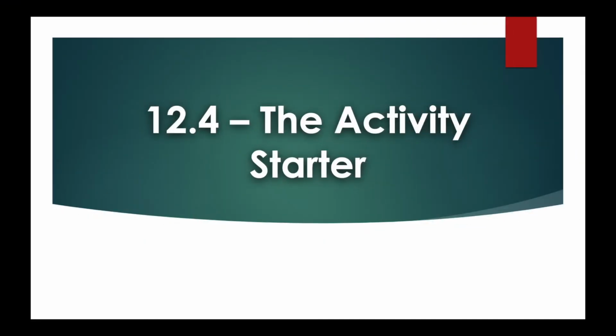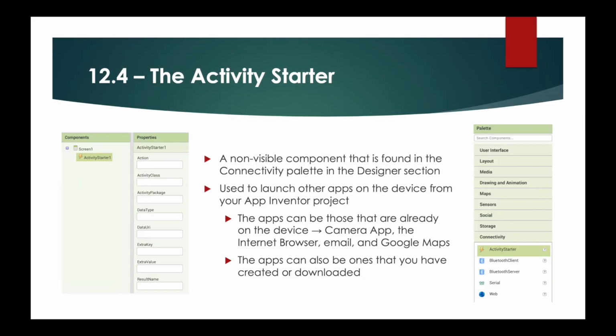The activity starter. The activity starter is a non-visible component and can be found in the connectivity palette in the designer section. It can be used to launch other apps on the device from your App Inventor project. These apps can be those that are already on the device, such as the camera, email app, and Google Maps. The apps can also be ones that you have created or downloaded.